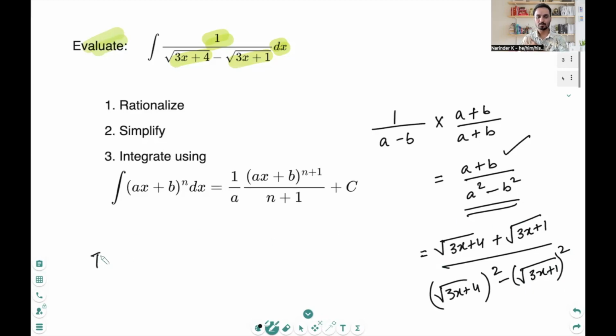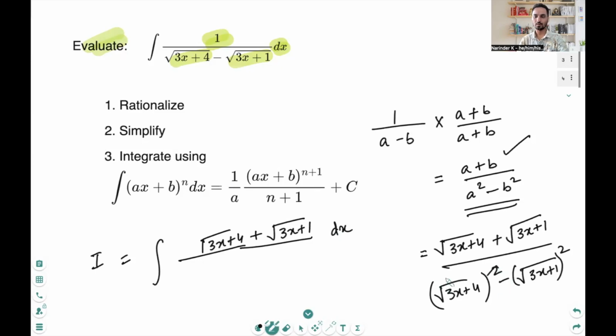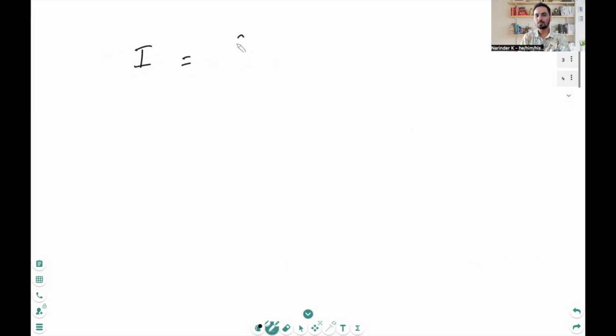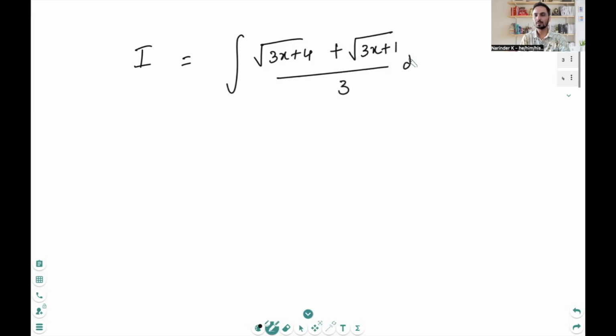Further simplifying this, we'll reduce the integral to the form square root of (3x + 4) plus square root of (3x + 1) dx divided by the squares, and the square and square root cancel out. The denominator is 3x + 4 − 3x − 1. So we can cancel out 3x, and 4 minus 1 gives us 3. So the integral changes to square root of (3x + 4) plus square root of (3x + 1), divided by 3, dx.